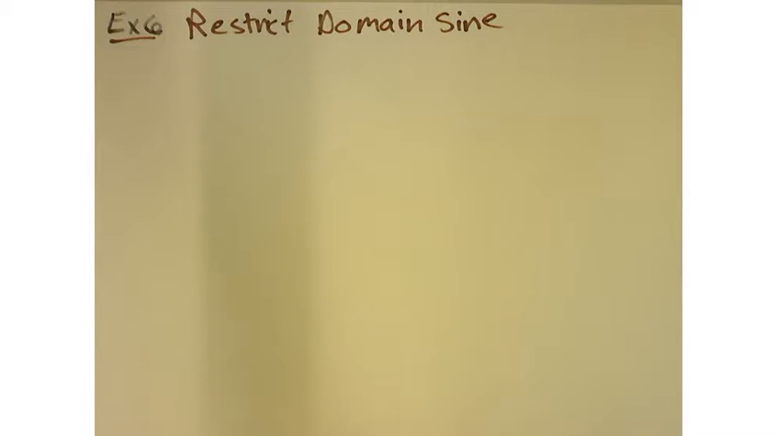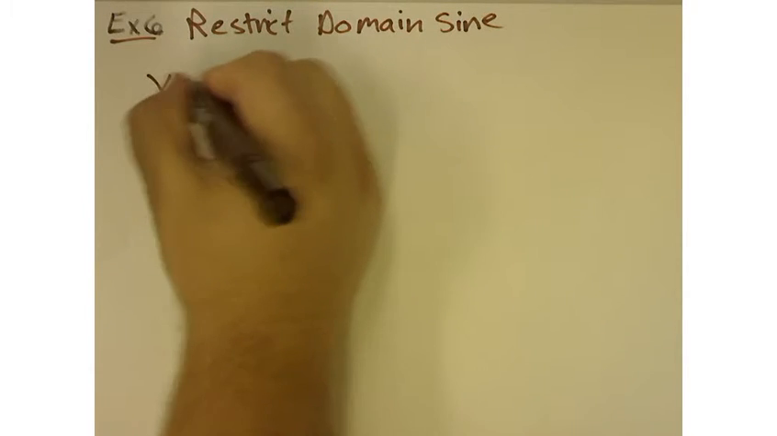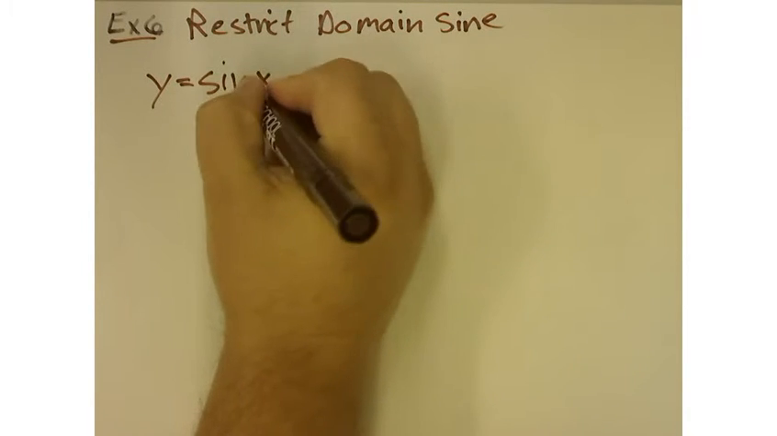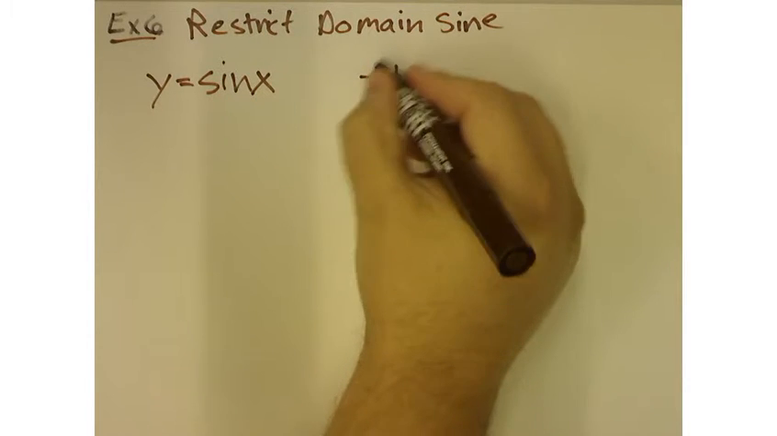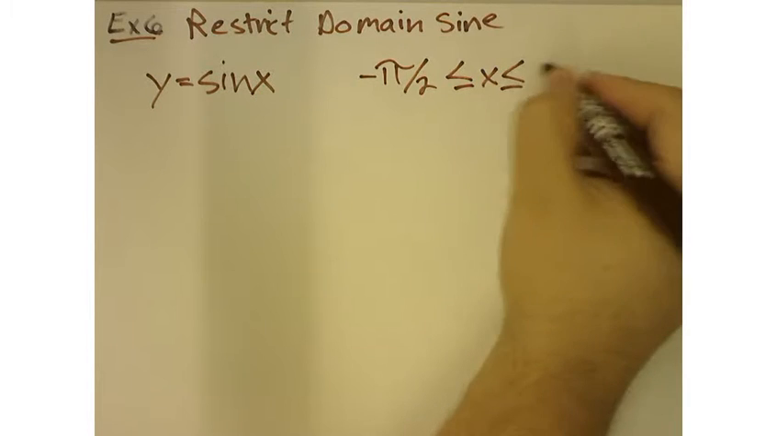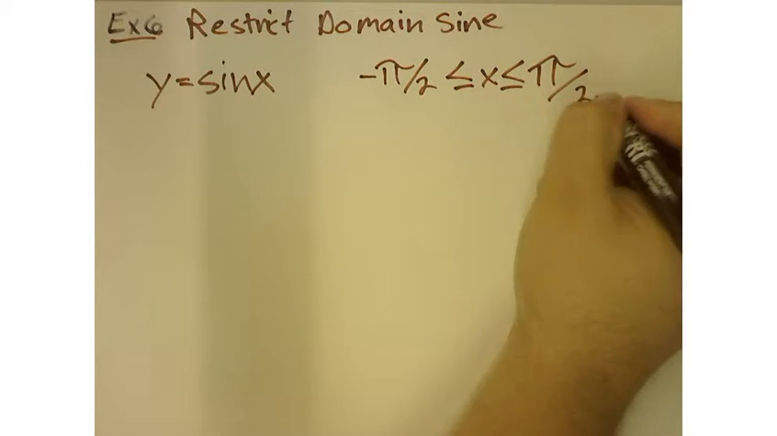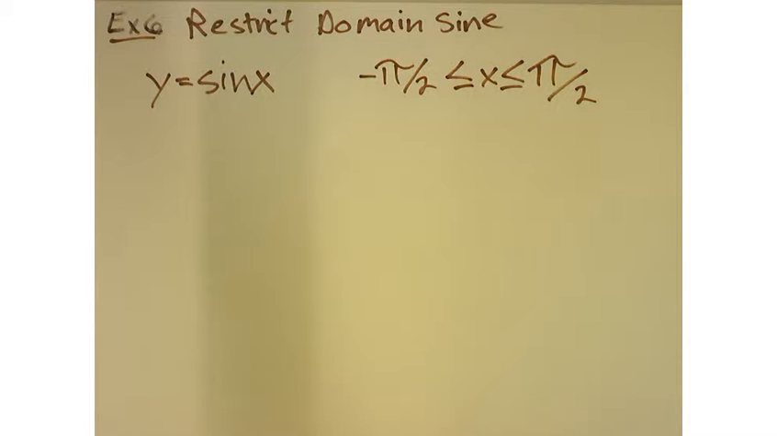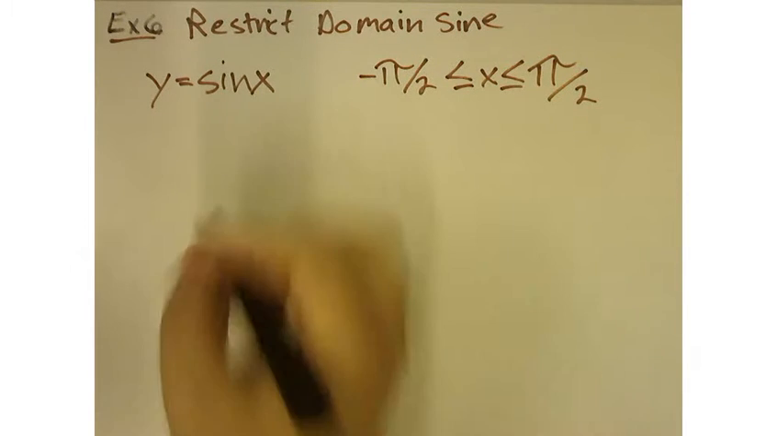So we need to graph the function y equals sine of x, and we're going to let our domain be trapped between negative pi over 2 and pi over 2. The reason that we're doing this is we're going to start to look at the inverse functions of the trig functions.